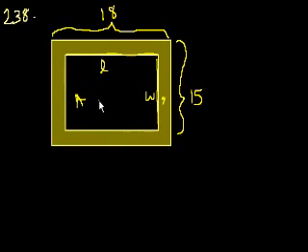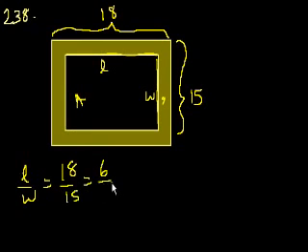Okay, first of all, they tell us that the ratios are the same. So L to W of the picture is the same ratio as it is for the frame, which is 18 to 15. If you divide by 3, that's the same thing as 6 to 5, right? L to W is equal to 6 to 5. And now the other thing they told us is that the area of the picture is the same as the area of the frame. So the area of the picture is L times W.